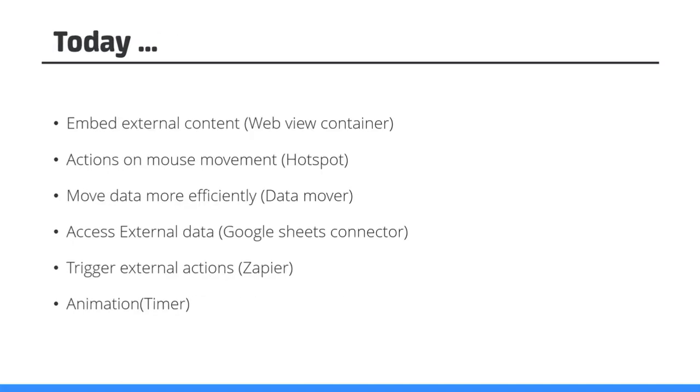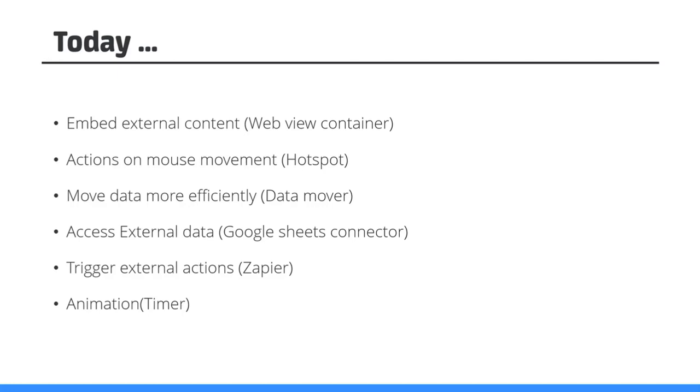So today, and this is the last slide before we get into the product, we're going to look at a number of things: embedding external content using the WebView container, and actions on mouse movement around the project, which will use the hotspot. So two new components will cover WebView container and hotspot. Then the next title is move data more efficiently, which looks at the data mover function. There are so many different uses, and we'll use that in 3 or 4 different ways, and you should get a feel for just how powerful the data mover component is.